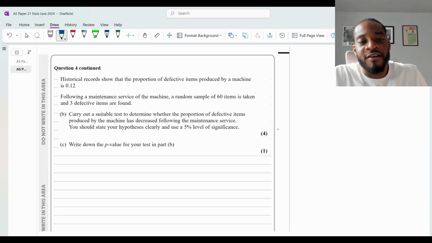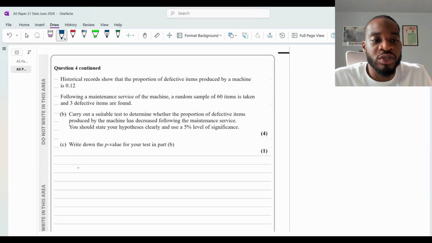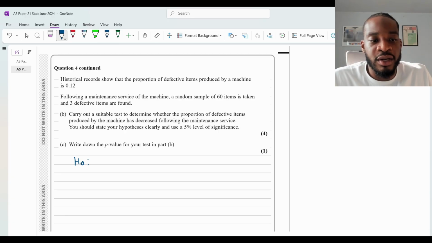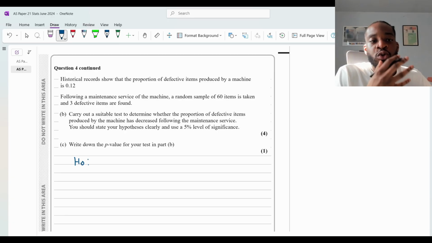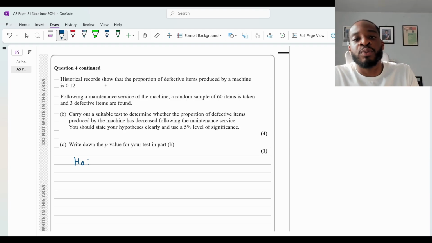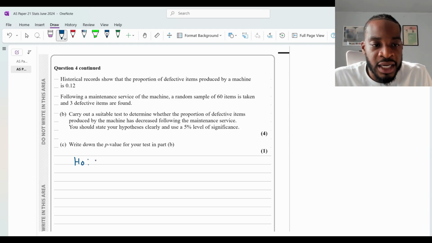Guys, this is a very, very easy 4 marker. Once you do a couple of these questions, it's so easy. You just do the same thing each time. The first thing that you always want to do is set out a null and alternative hypothesis. So I'm going to say H naught. Now, what are we doing? Remember that null hypothesis is what you assume to be true. It says historical records show that the proportion of defective items produced by a machine is 0.12. So we're going to say P is equal to 0.12.